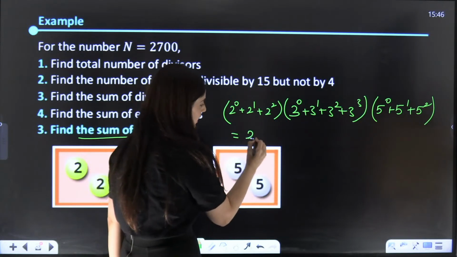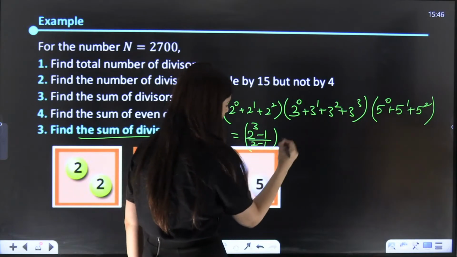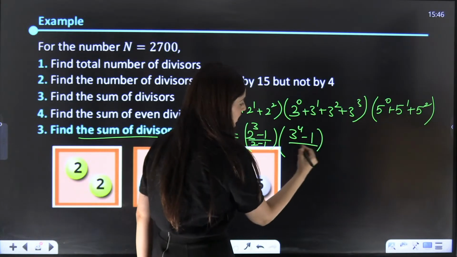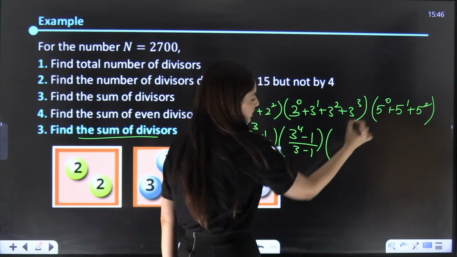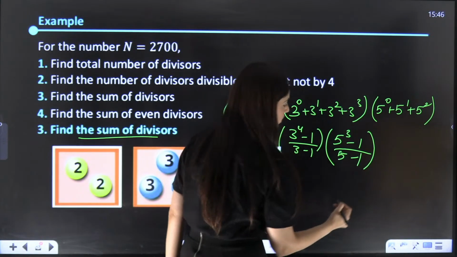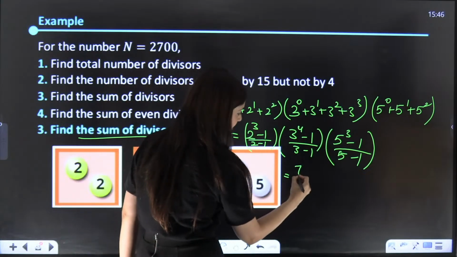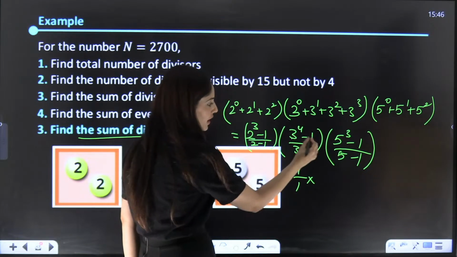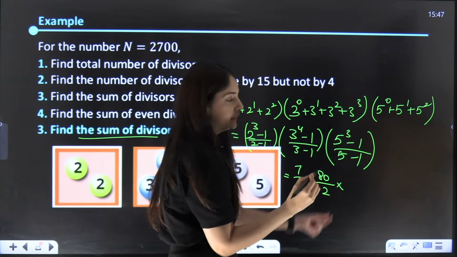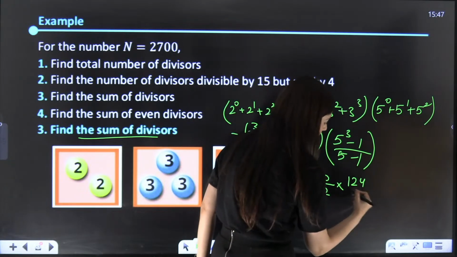So how many terms? 2 plus 1, 3 minus 1, by 2 minus 1. Common ratio 3, how many terms? 3 plus 1, 4 minus 1, divided by 3 minus 1. Common ratio 5, how many terms? 2 plus 1, 3, divided by common ratio minus 1. So we will simplify this. 8 minus 1, 7 by 1. 81 minus 1, 80 by 2. 5 raised to power 3, that is 125 minus 1, 124 by 4.